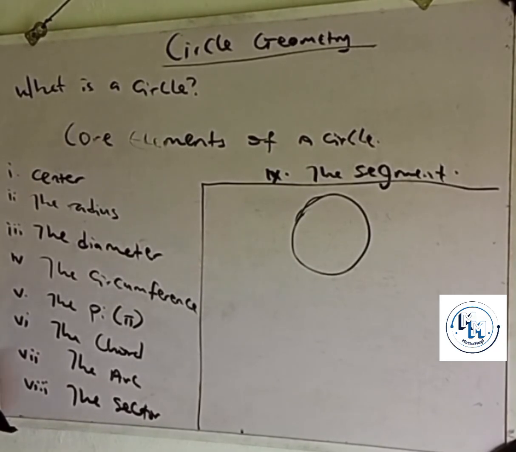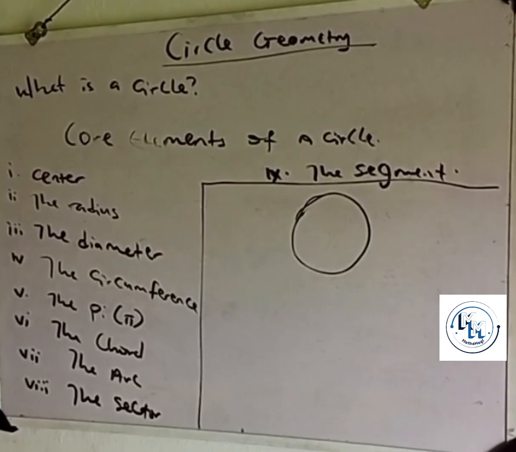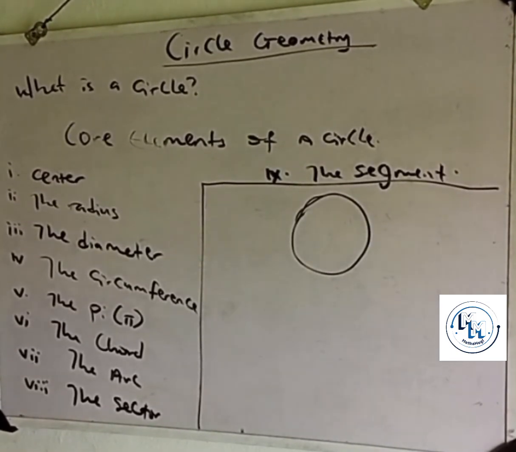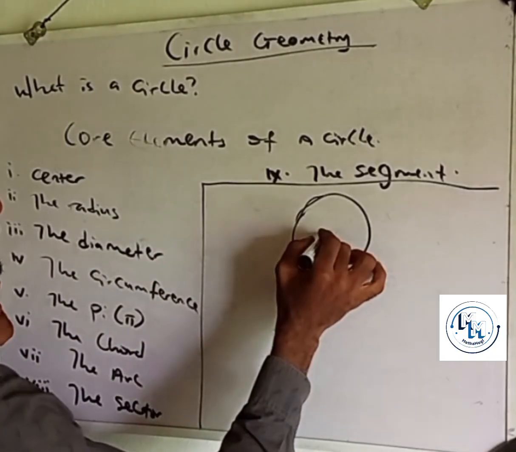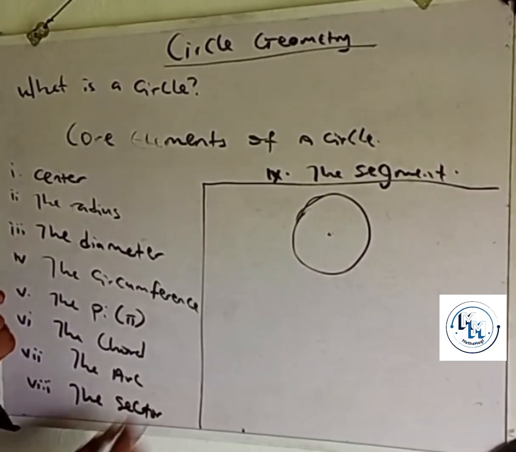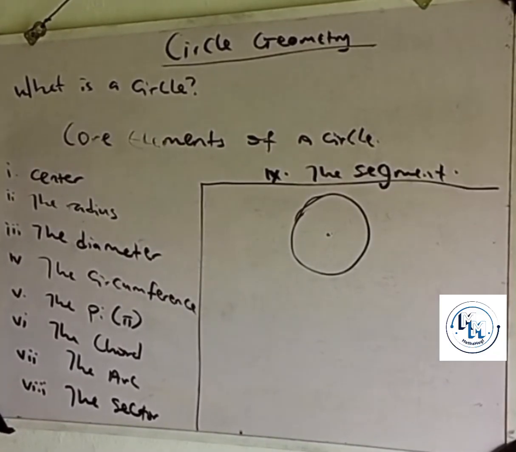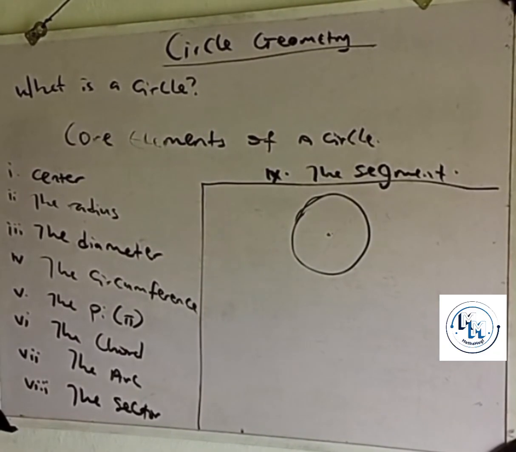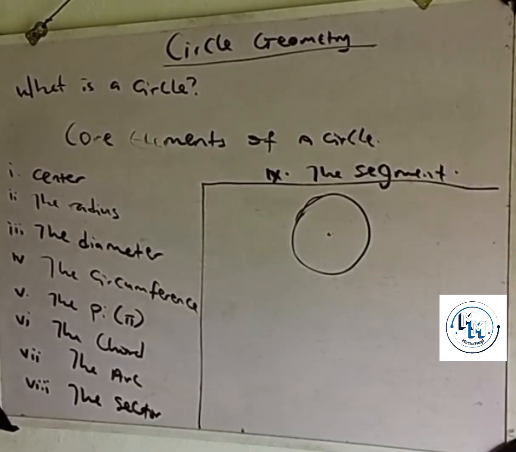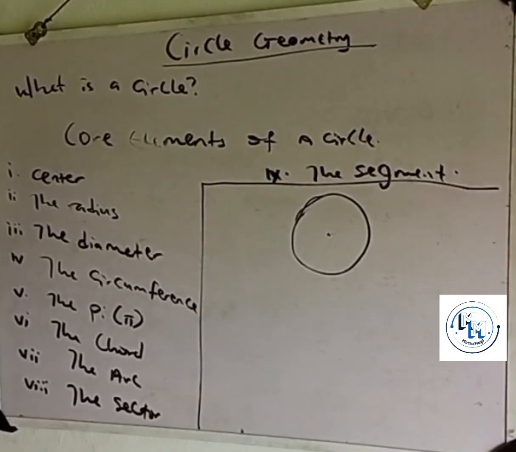Now we have the core elements of a circle. We're going to be looking at the core elements of a circle in today's class. Maybe from subsequent classes, we'll start doing some calculations. First of all, we have the center of the circle. That is the point from which the equal distance to the circumference can be gotten. Do you understand? So that is the center of the circle.